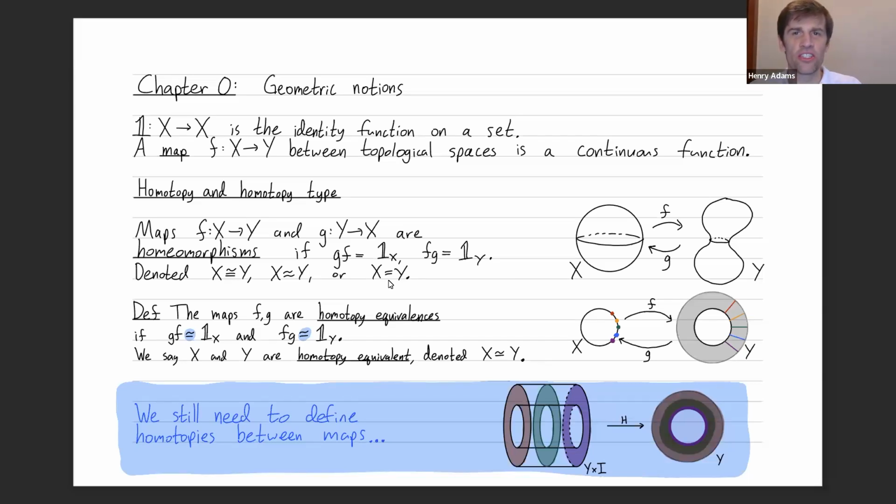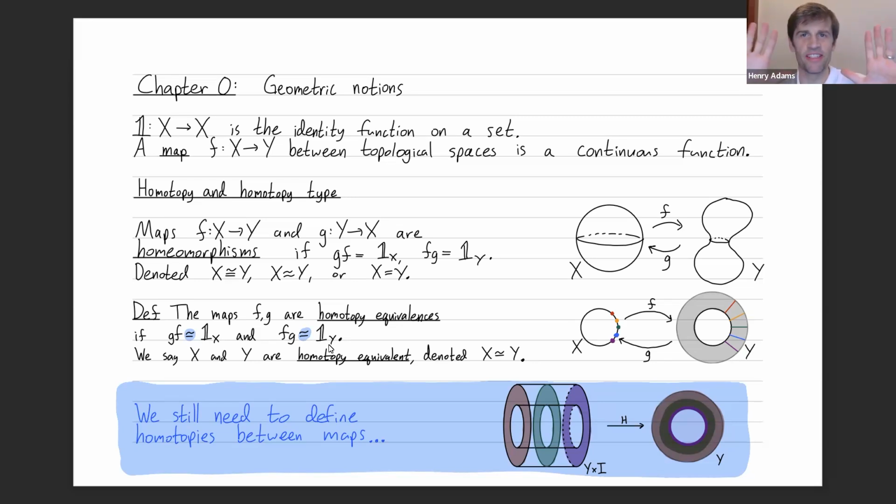Now, why did I call the map g, why did I call it g instead of f inverse? Well, that's because I'm previewing the definition of a homotopy equivalence between spaces. So the maps f and g, again, going from X to Y and back, those are homotopy equivalences if one composition, f followed by g, is not equal to the identity on the space X, but it's homotopic to the identity on the space X. And similarly, g followed by f is homotopic to the identity on Y.